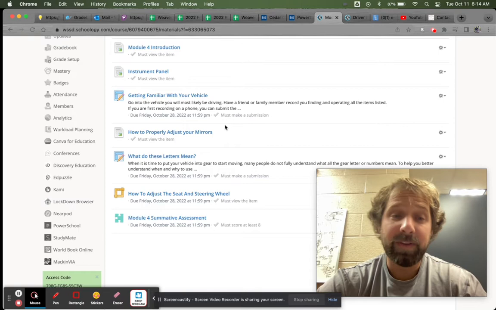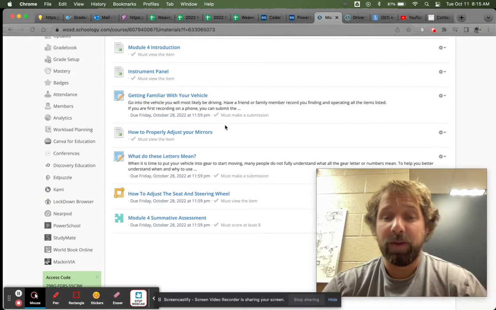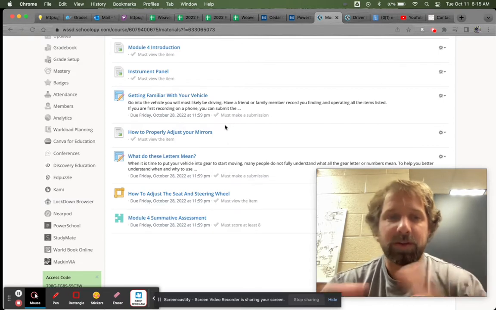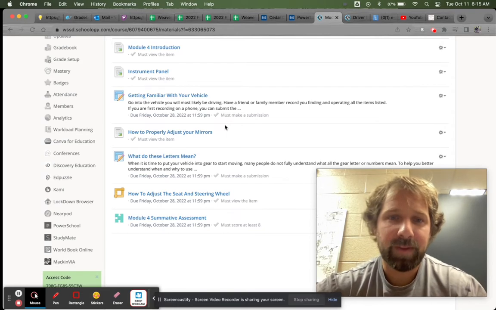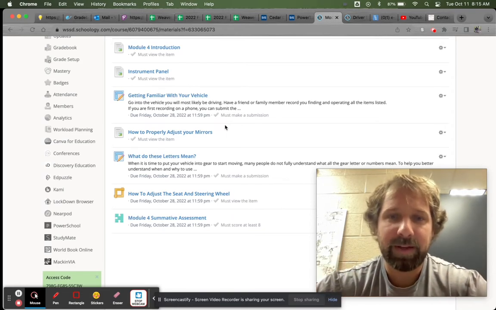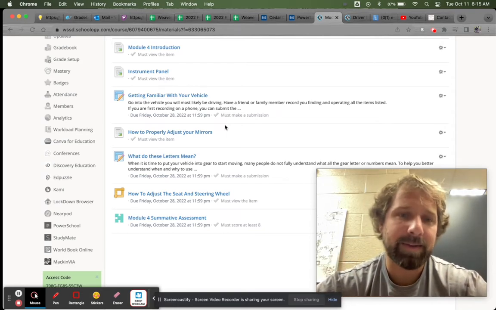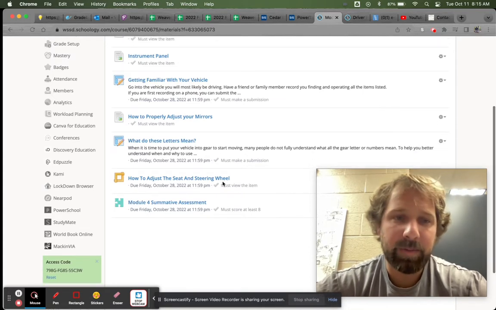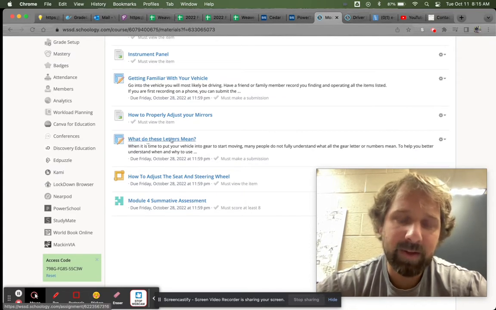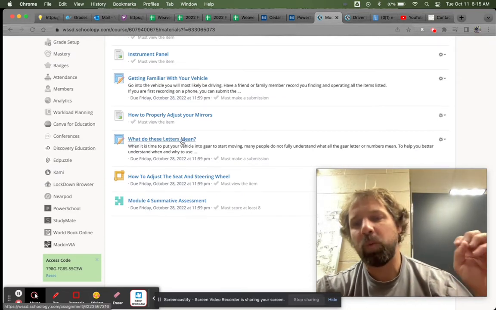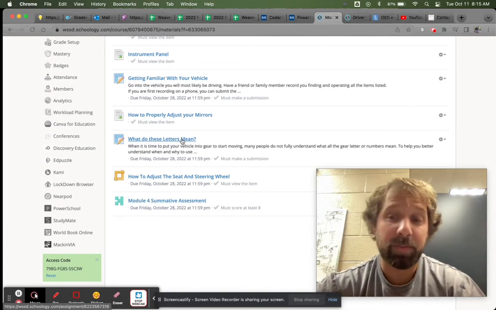They do have to have the vehicle on. I'm not asking they drive anywhere, but they do have to turn the vehicle on to operate some of the controls. So if you want to be with them to help them with that assignment, it wouldn't be a bad idea.